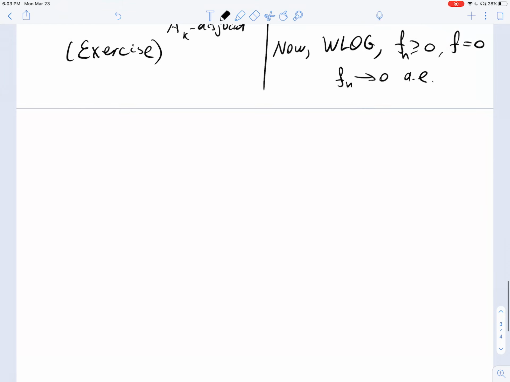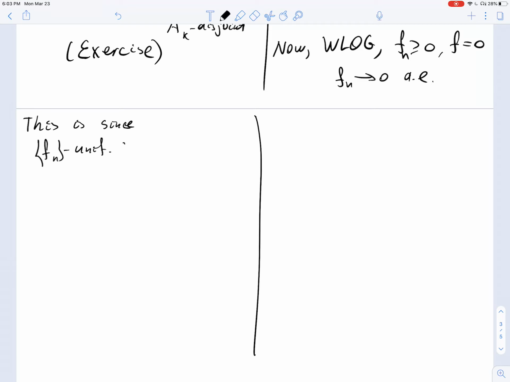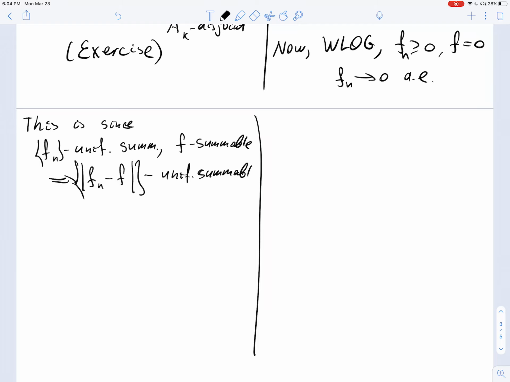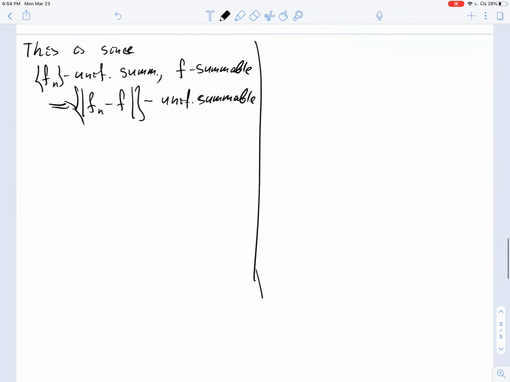So this is because Fn's are uniformly summable and F summable implies Fn minus F, even with the absolute value, is uniformly summable. This I'll also leave as an exercise, but that's a trivial exercise. Alright, so we'll finish this proof and call it a day.